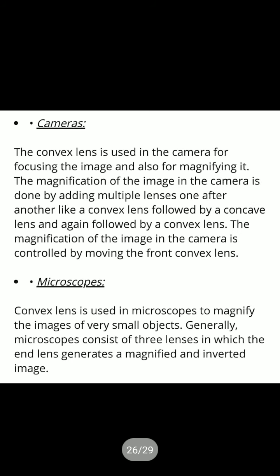Next, we use convex lenses in cameras. Convex lenses are used widely in cameras to not only focus an image but also to magnify it. Almost all camera lenses consist of a convex lens followed by a concave lens followed by a second convex lens. So three lenses are there. The magnification level of the image is controlled by the first convex lens, by moving away from or towards the object.